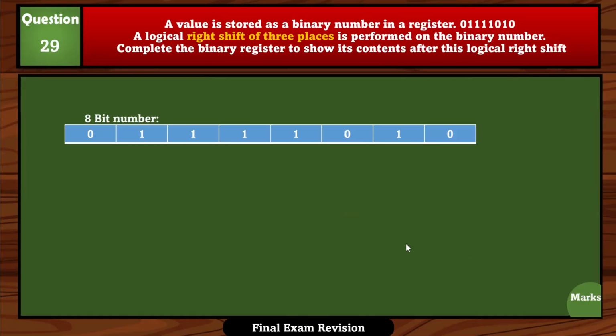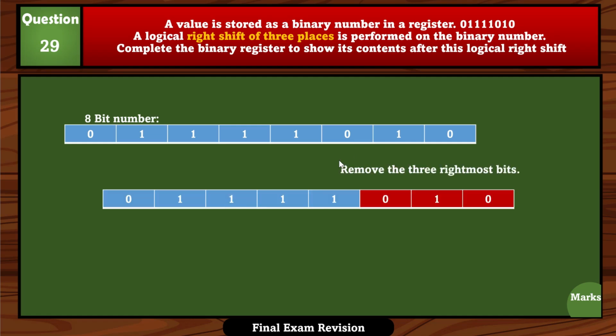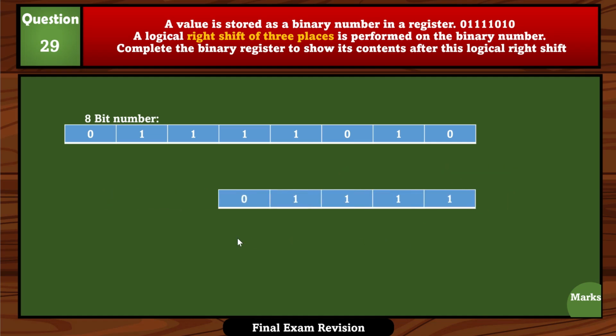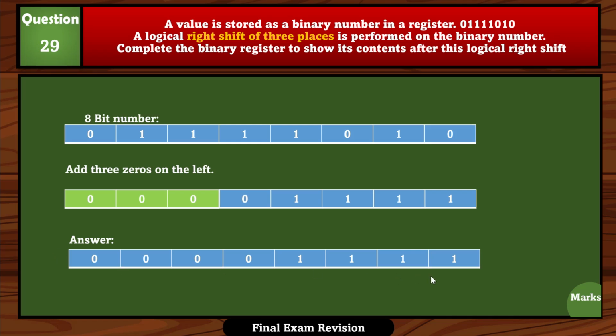Let's see the next question. A value is stored as a binary number in a register, and this is the number. A logical right shift of 3 places is performed on the binary number. Complete the binary register to show its content after this logical right shift. So this is the 8-bit binary number. Now we need to remove the 3 bits from the right side and then add 3 zeros on the left side, and then we'll get our answer. So this is our answer.